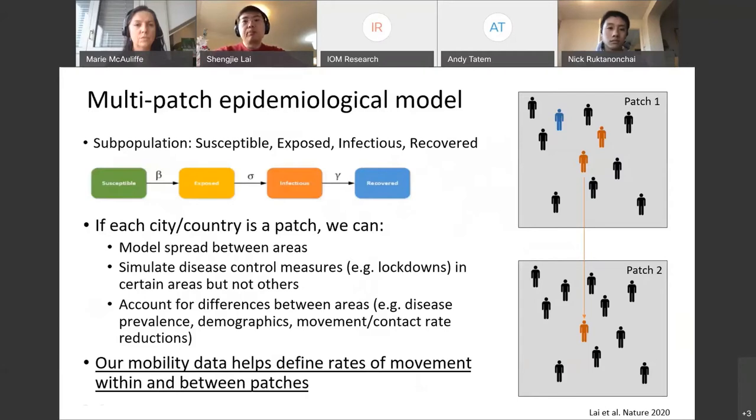And further, we use a multi-patch epidemiological model to simulate the spread of this virus. This is a classical epidemiological model that tries to classify the population into subgroups, such as the susceptible population, those exposed to this virus, the population that becomes infectious, and then the population recovered or isolated to interrupt the transmission. Using this model combined with the mobility data, we can estimate how many people infected with this virus might travel from one country to another or from one city to another. Also using this model, we can assess the impact of different control measures.